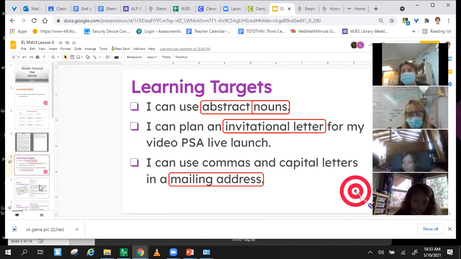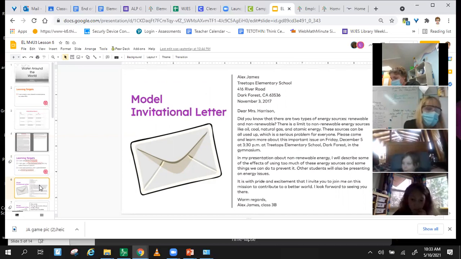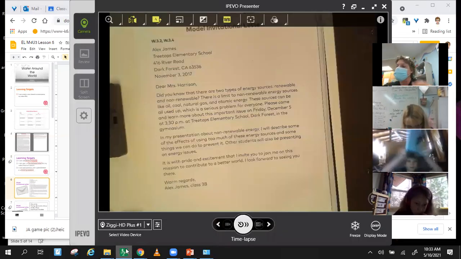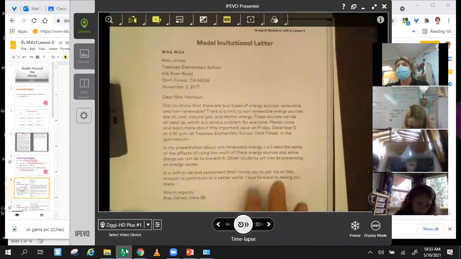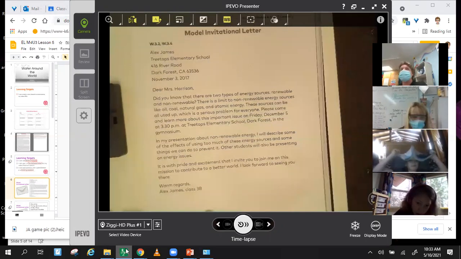So they have an example, and it is in your workbook. So go ahead and open your workbook to page 101. Yep, Paxton knew it. Page 101. I know you should have it open already, right? Because it was page 100 we were doing. So if we take a look at this, we have some different sections to this letter. And we are going to end up planning ours in a similar way to this example.